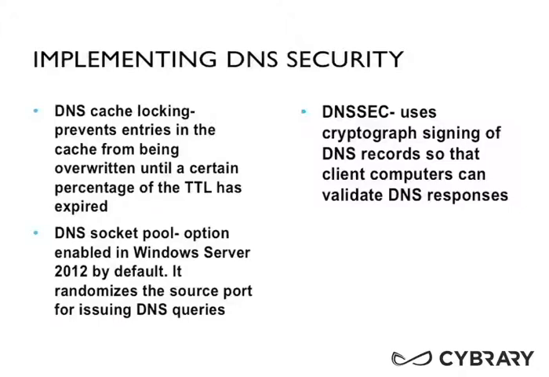We also have the DNS socket pool. This is enabled by default in Windows Server 2012. This randomizes the source port when issuing a DNS query. You have a range of ports that you use for DNS queries. That way, hackers do not know the port you're using for DNS, and they cannot use that to hack your system. So on your firewall, you have a random set of source ports you're using for DNS queries.